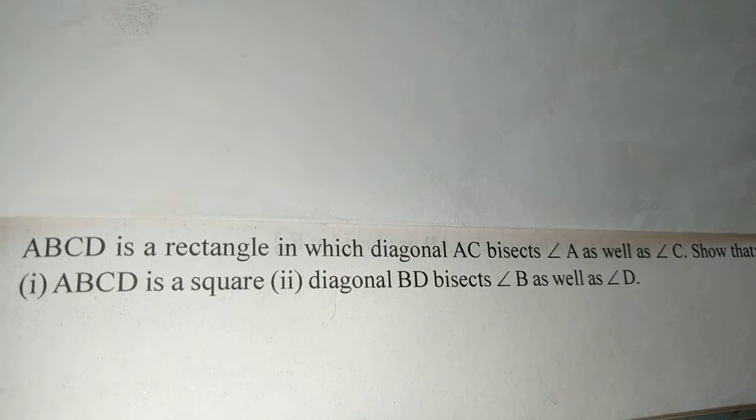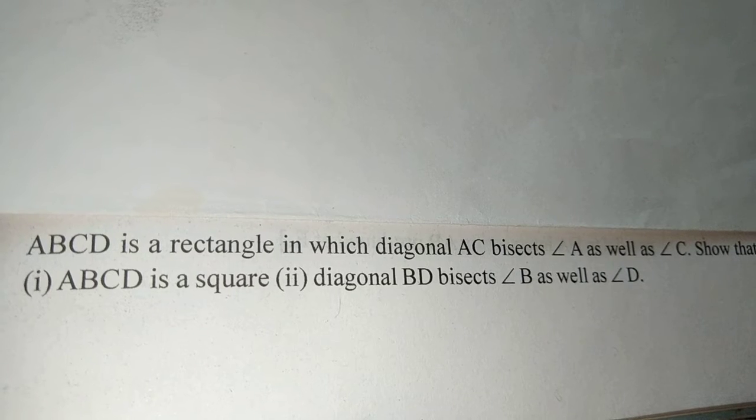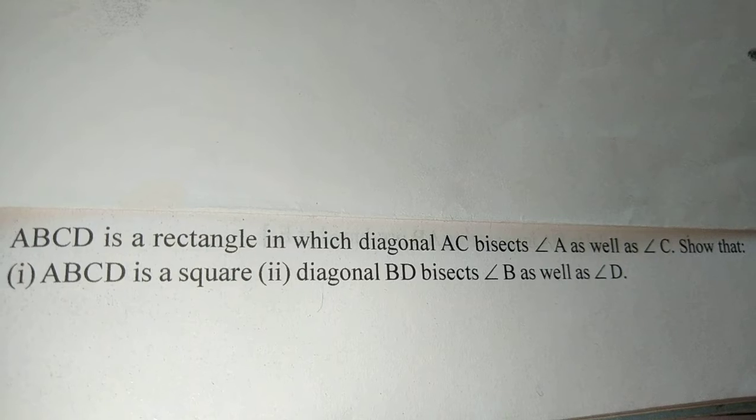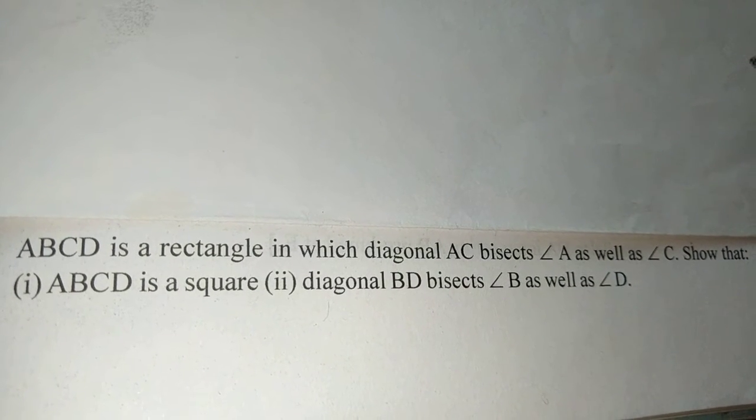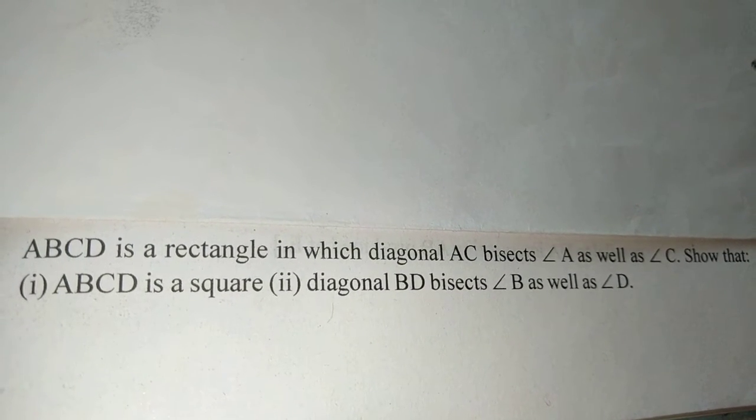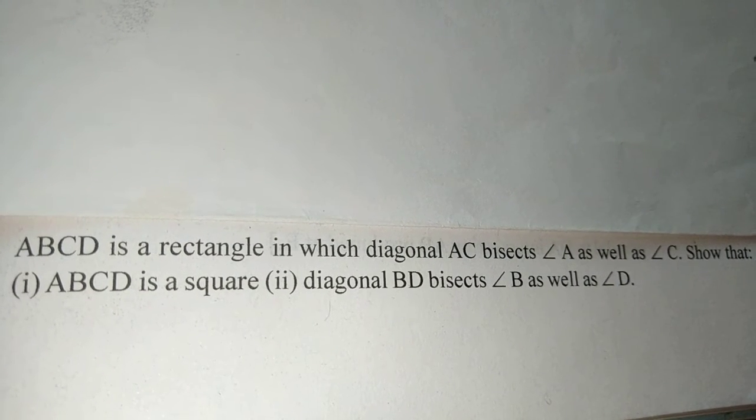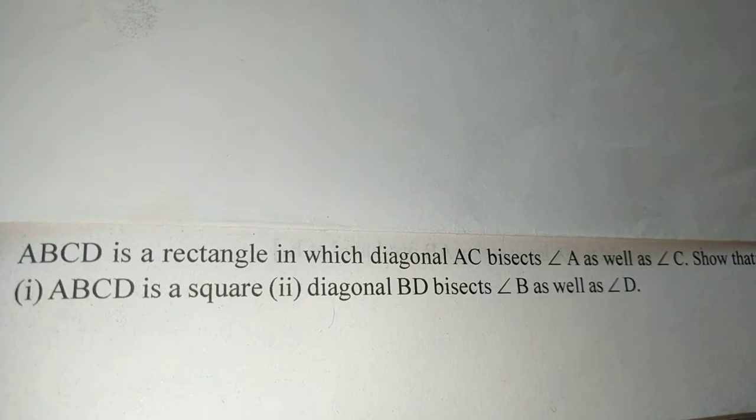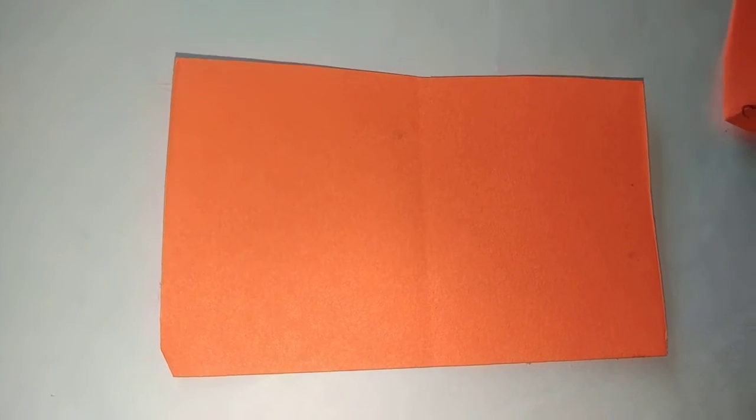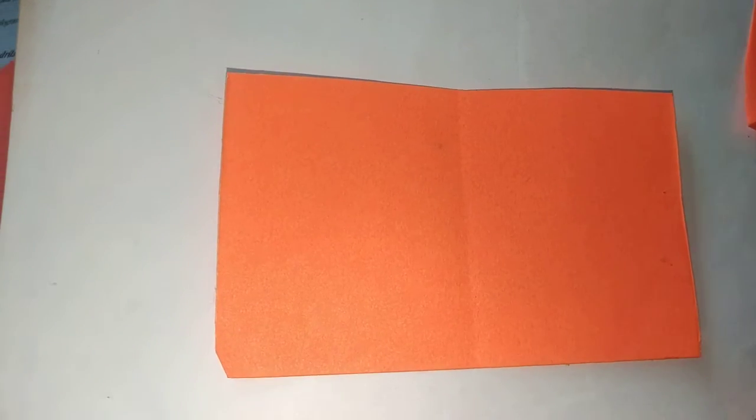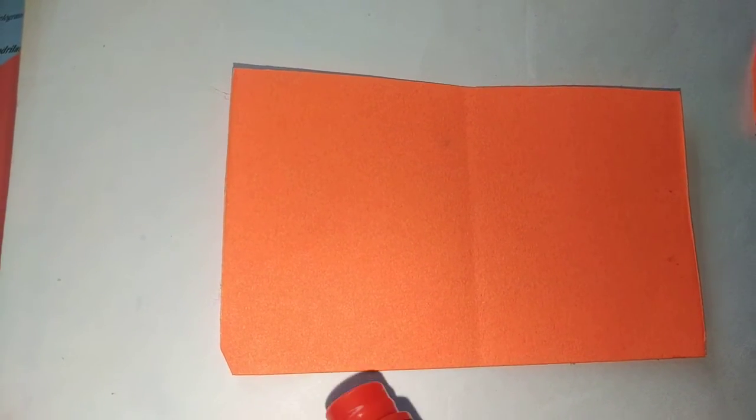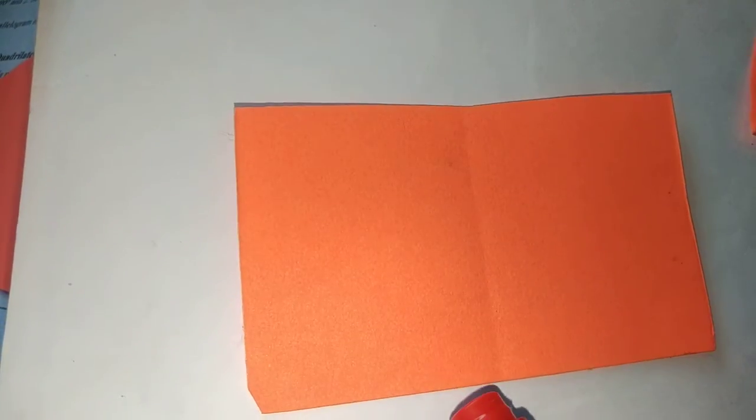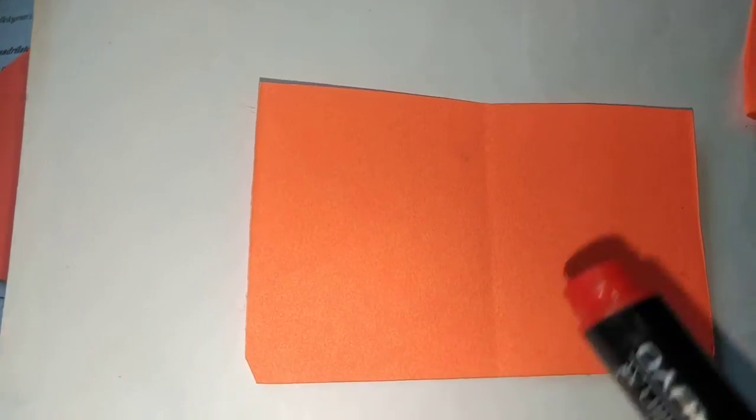In this question, they have given ABCD is a rectangle in which diagonal AC bisects angle A as well as angle C. You have to show that ABCD is a square. That is your first part. And in the second part, you have to show diagonal BD bisects angle B as well as angle D. In order to show this ABCD rectangle as a square, I have to prove all the sides of this rectangle are equal. I already know opposite sides are equal.